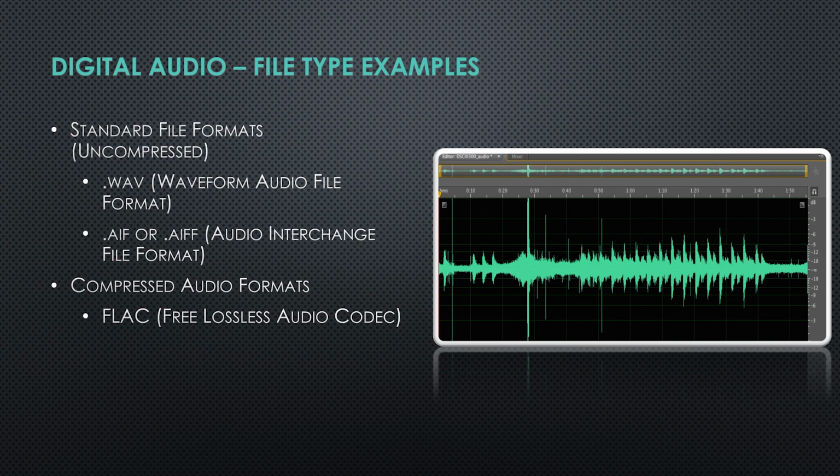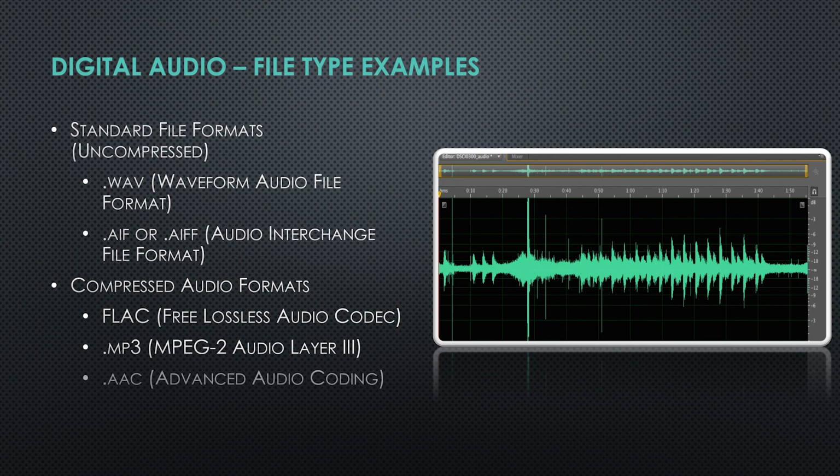Compressed audio formats that are common are the FLAC, which is free lossless audio codec, but it's a compressed audio file that really loses no quality but manages to make the file smaller. The MP3 or MPEG-2 audio layer 3, MP3s are still tremendously common. And then the AAC, the Advanced Audio Coding, which is Apple's codec for Apple Music and the iTunes Store.